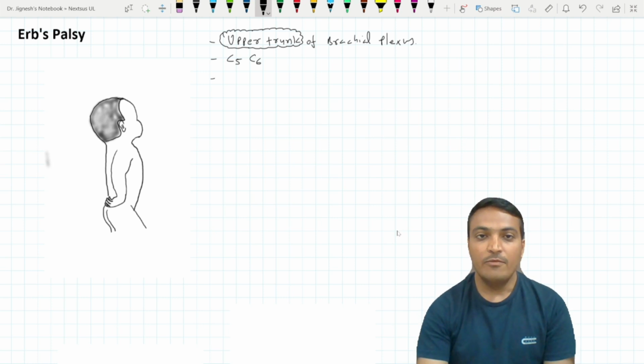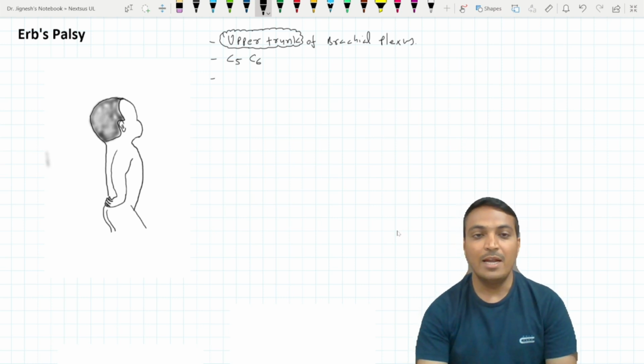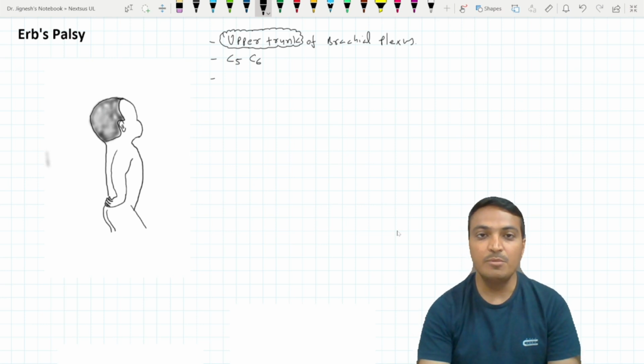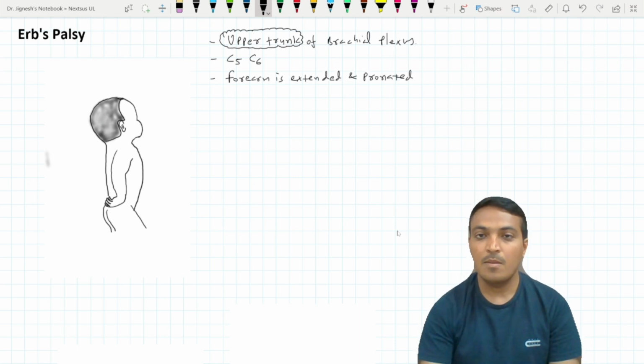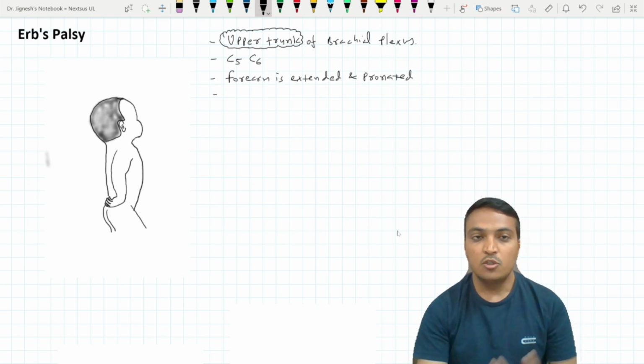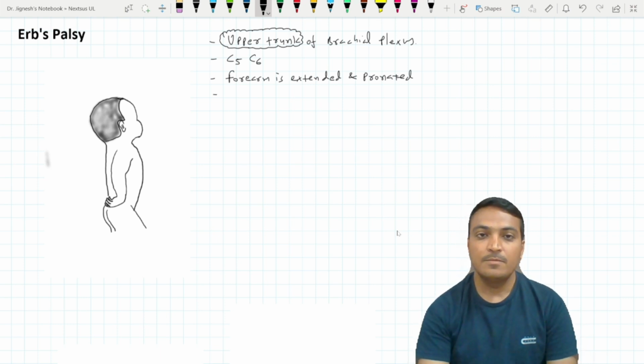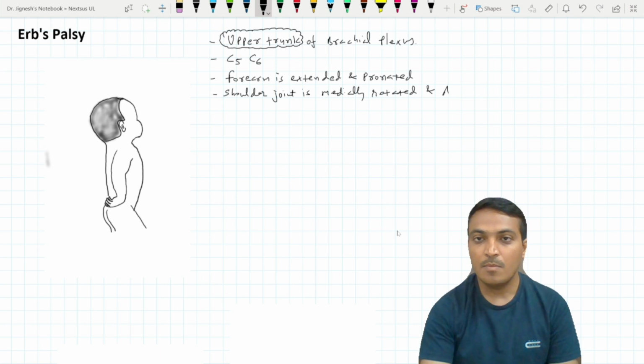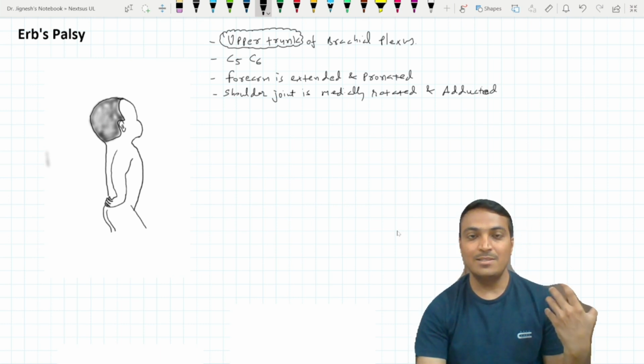The symptoms we can see in this Erb's palsy are shown in this figure, and we can appreciate that in this Erb's palsy the forearm is extended and pronated. The shoulder joint is medially rotated and adducted. So these symptoms give rise to the Erb's palsy.